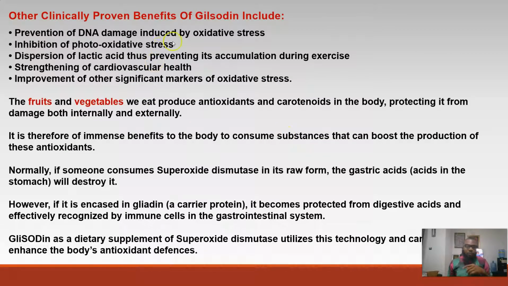It has lots of clinically proven benefits: prevention of DNA damage induced by oxidative stress. It inhibits photo-oxidative stress. It helps in dispersion of lactic acid, thereby preventing its accumulation during exercise. It strengthens our cardiovascular health, the heart, the arteries, the veins, and all of that. If you have a bad heart and your arteries and veins are clogged, believe me, you will not live a long life.